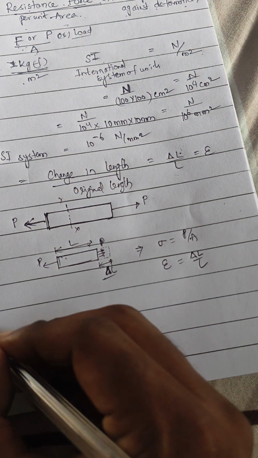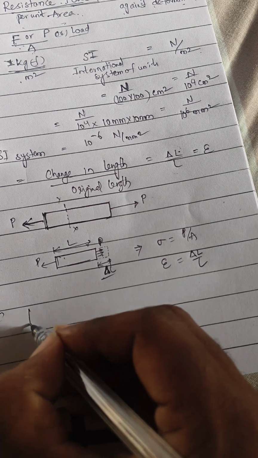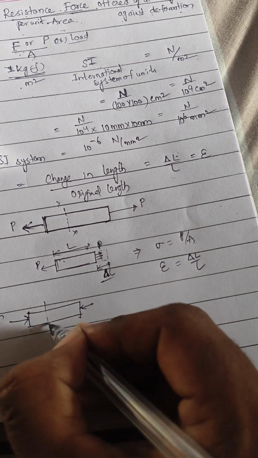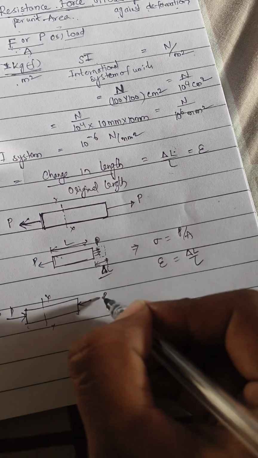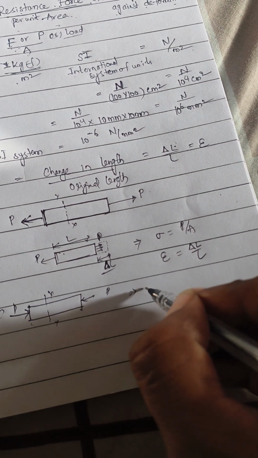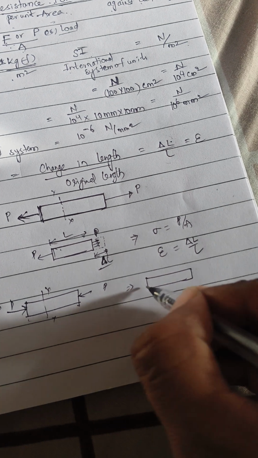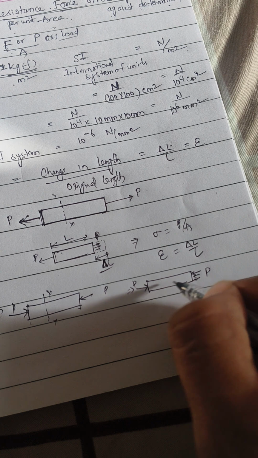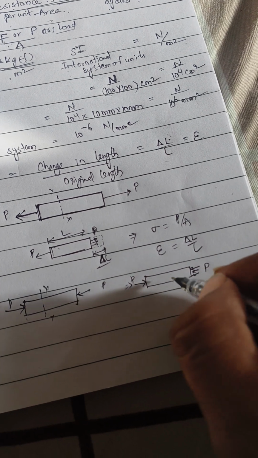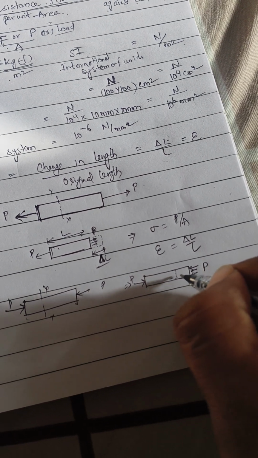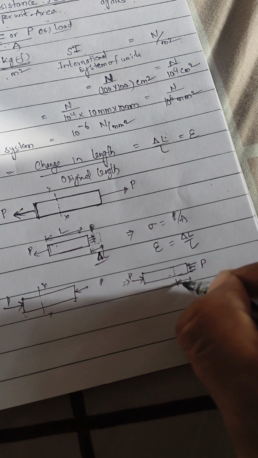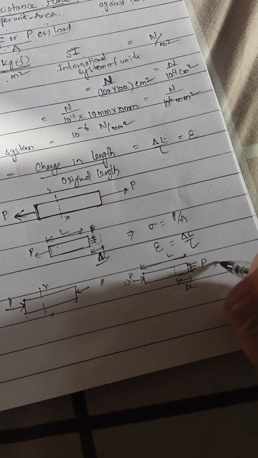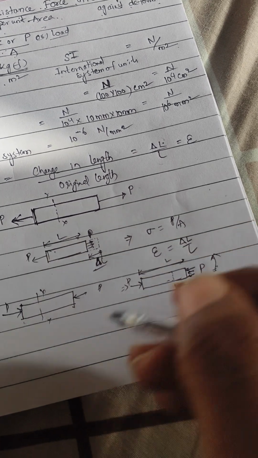If we have compressive stress, the same resistance is offered in the reverse direction, which will shrink it by delta L length. Then again the same formulas will be applicable.